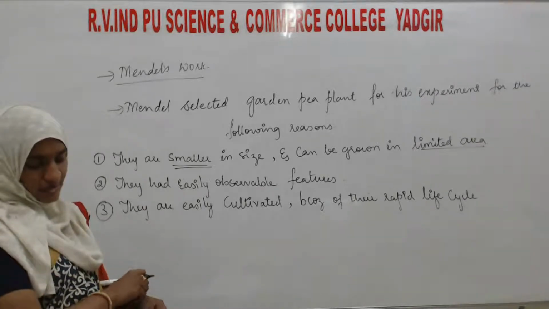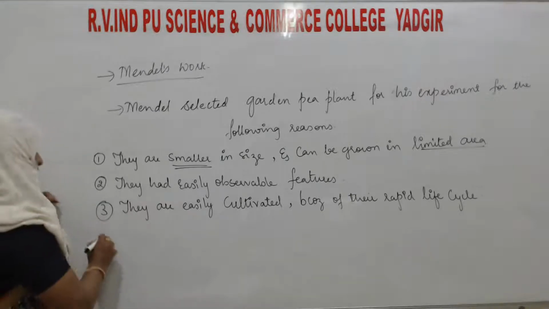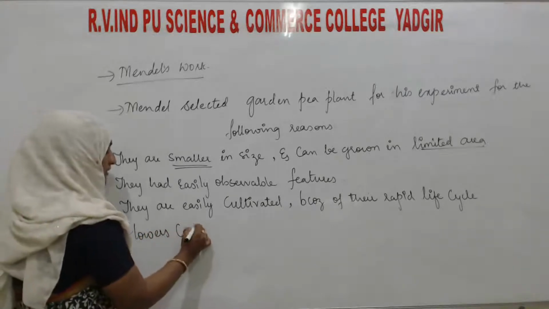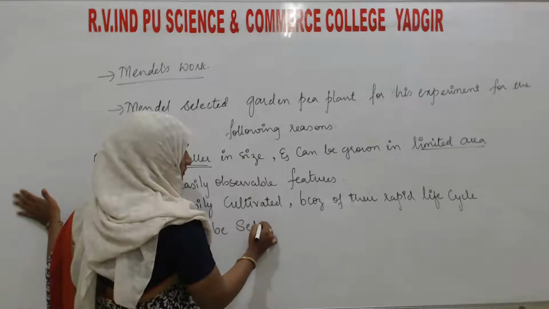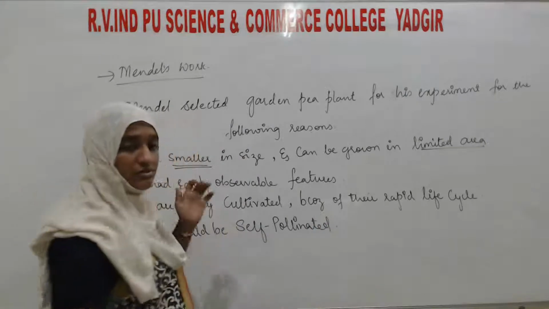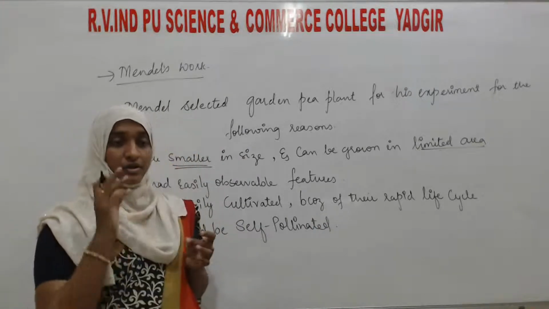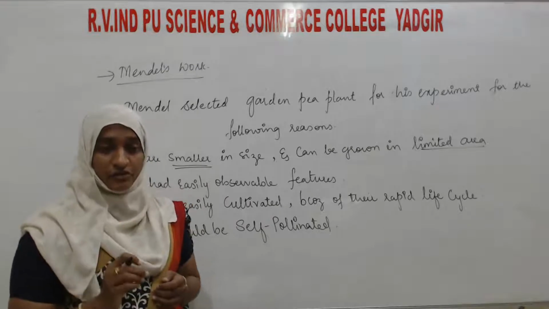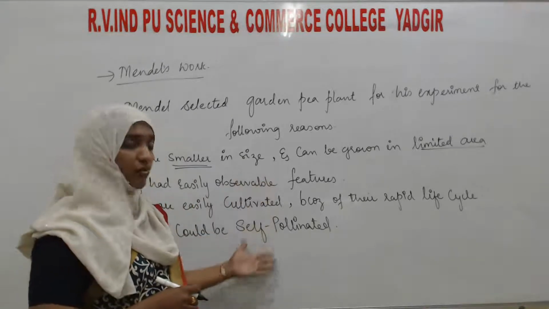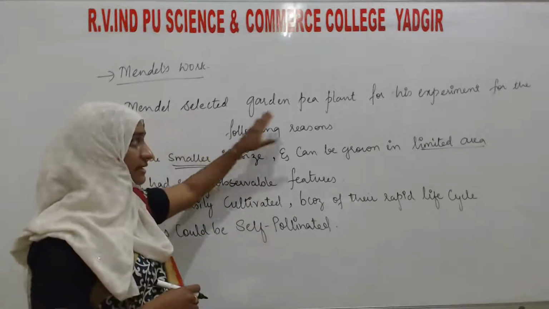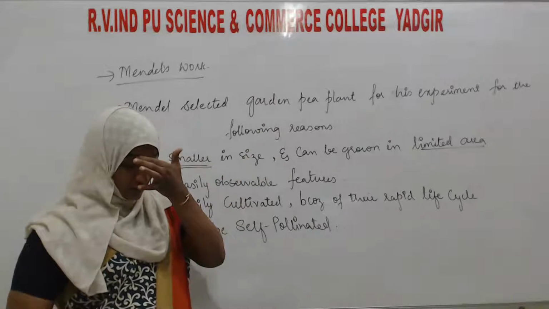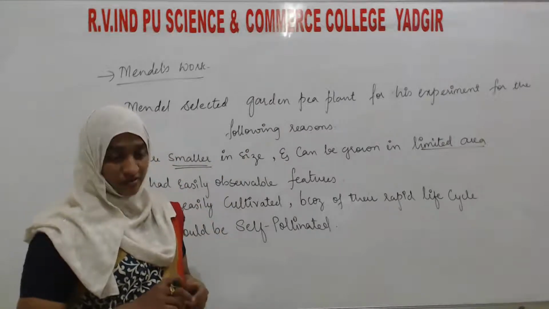The last one, the flowers could be self-pollinated. Fourth reason: flowers could be self-pollinated. Self-pollination means within the same flower, the pollination takes place. That is also very important to maintain pure line breeding. So these are the 4 reasons why Mendel selected the garden pea plant for his experiments.